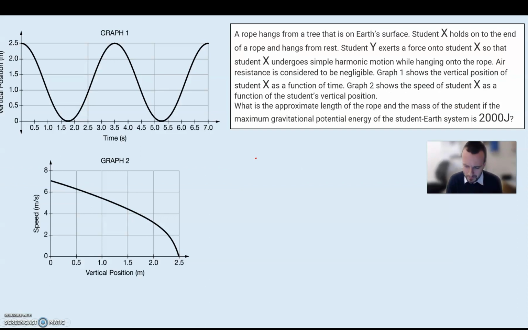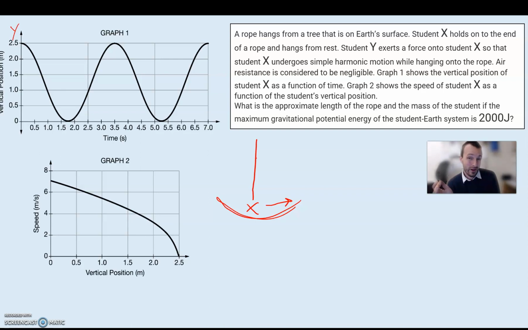It's going to be this one. A rope hangs from a tree that is on Earth's surface. Student X holds the rope and hangs from rest. So they're chilling here at some certain point. Then student Y exerts a force, so it gets them swinging back and forth on the rope. We see a vertical position. Sorry, it's a little bit at the edge of our screen, but that would be a graph of y.